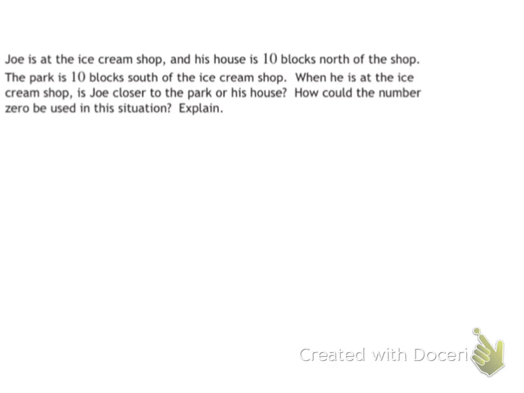When he is at the ice cream shop, is Joe closer to the park or his house? And how could the number 0 be used in this situation? So let's take a look at the information we have. We know that his house is 10 blocks north of the shop, and the park is 10 blocks south. So I actually put this compass rose here so we can clearly see where north and south is. So I am going to draw a vertical number line just to match with the compass.